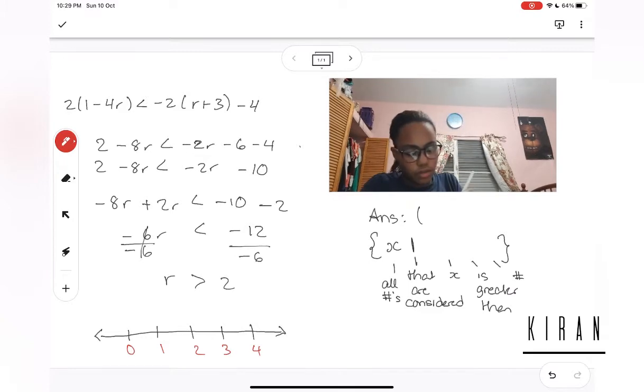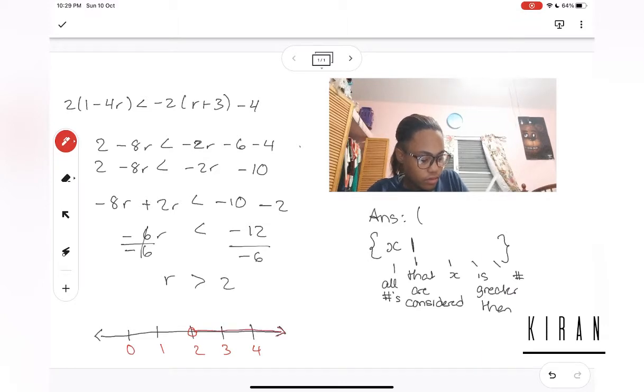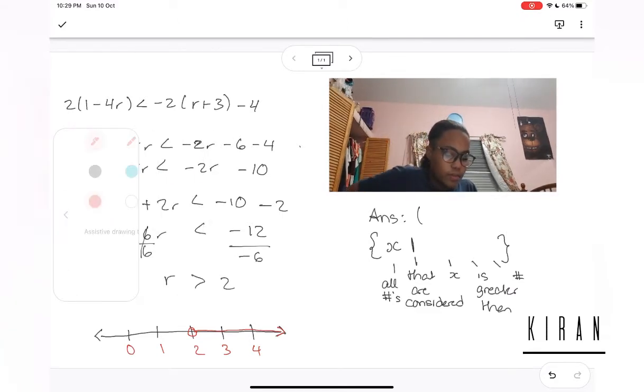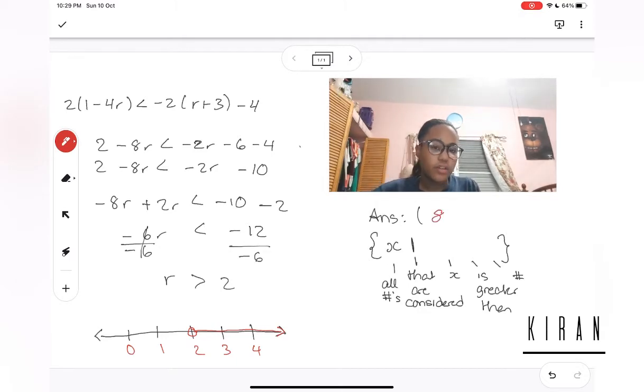Now to show this on a number line, you will get your numbers. Let's start with 0, 1, 2, 3, 4. Now the number that you got is 2, so there's going to be a circle on the 2 and an arrow pointing all the way past where you can see. That means that r is greater than 2 always.